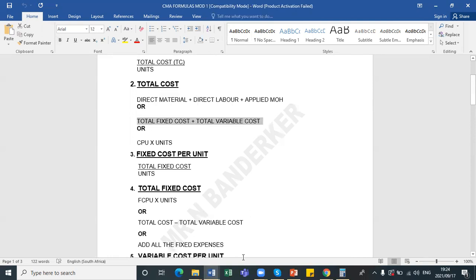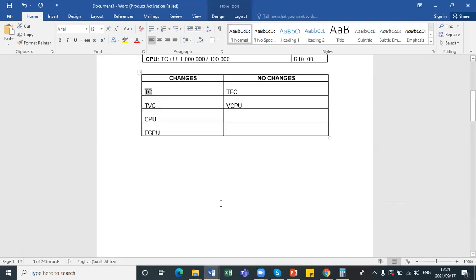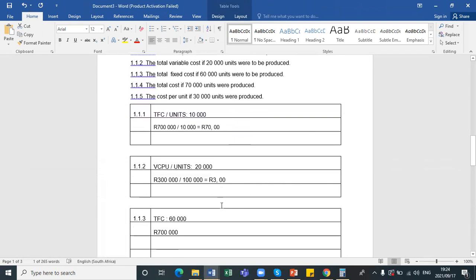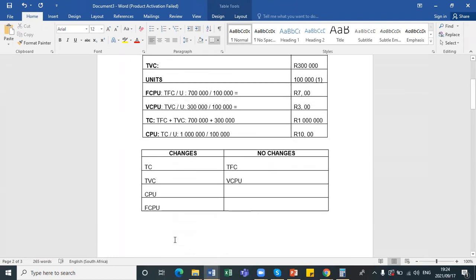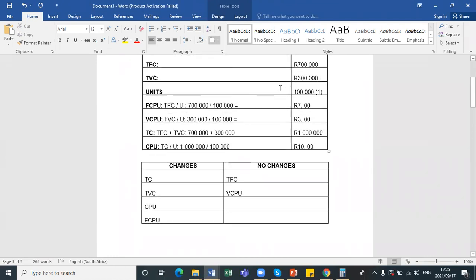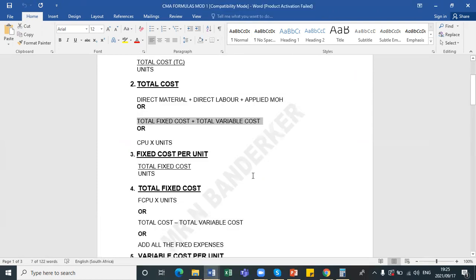Now the formula you're going to use most of the time is this one here: total fixed plus total variable cost. So let's go here. There it is. Total fixed plus total variable cost. Now, how much was my total fixed cost when I started? 700,000. Can I use the same total variable cost? No, because here it says total variable cost will change. So that means I have to calculate a new total variable cost.